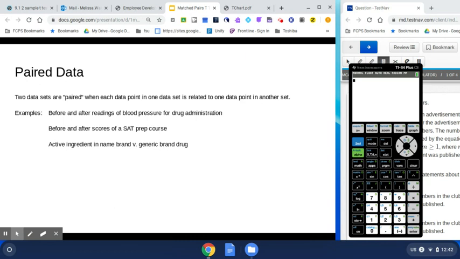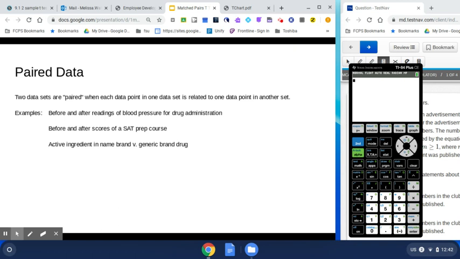The reason why we pair is because each individual is their own best control. So if I was doing a study on blood pressure after a drug administration, I wouldn't want to just average everybody's blood pressure before the drug administration and then average everybody's blood pressure after, because a lot of people have differing blood pressures to start with. So each person is serving as their own control.